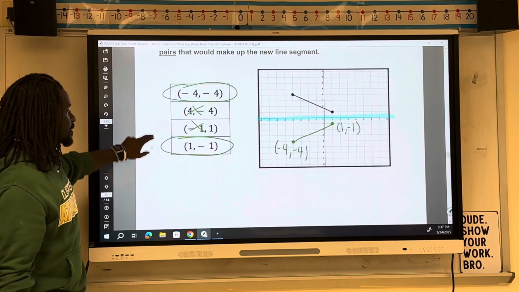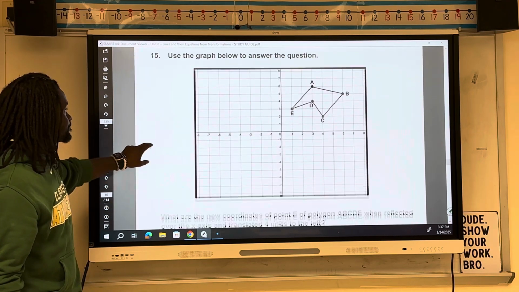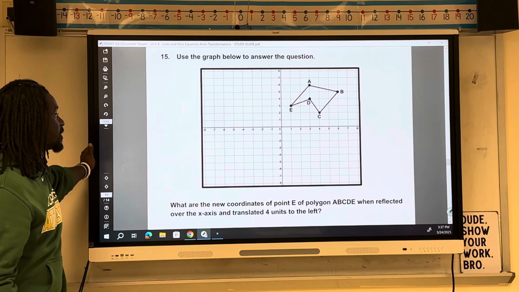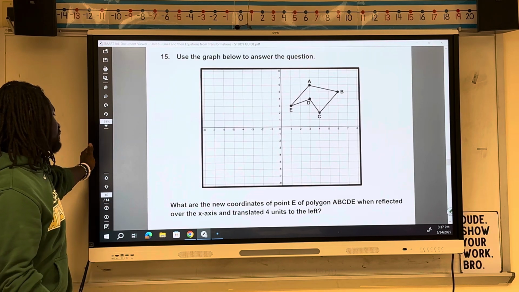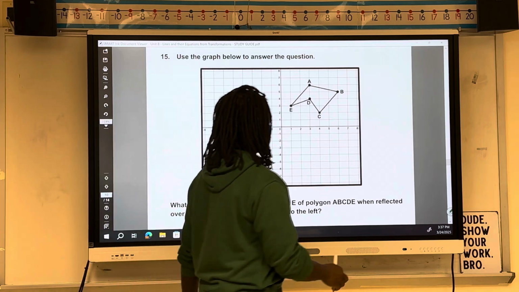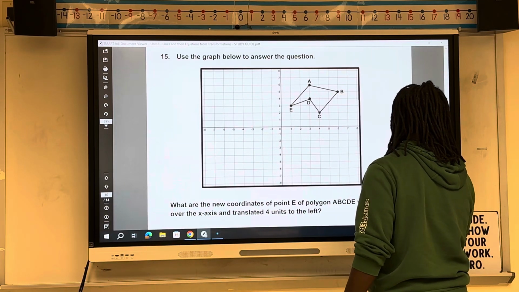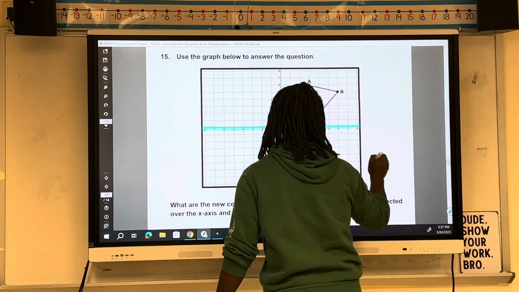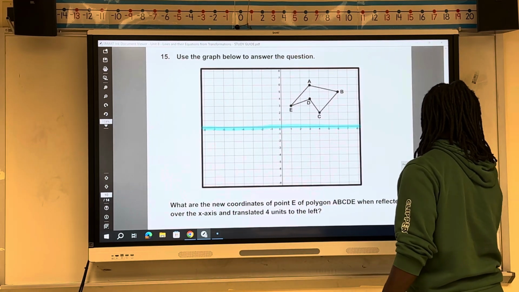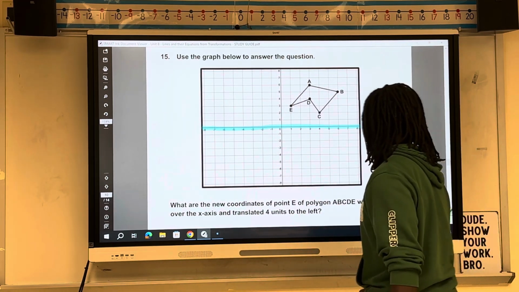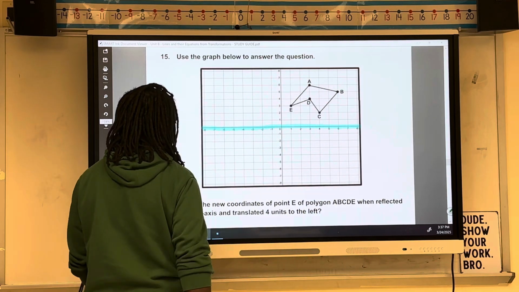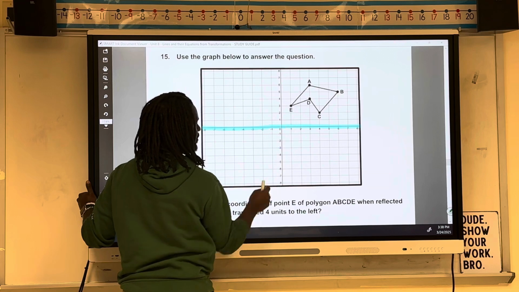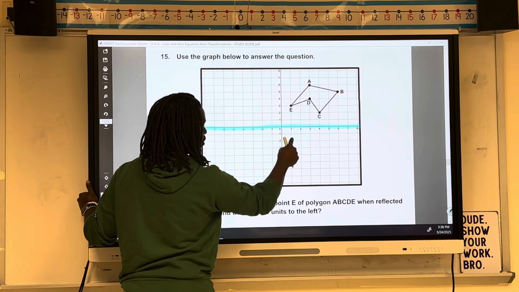Question number 15. It says, what are the new coordinates for point E when it's been reflected over the x-axis? So I'm reflecting it over the x-axis. This is my x-axis. And after I reflect it over the x-axis, I'm also gonna translate it. So first, count how many across. It's 3, so I go 1, 2, 3.